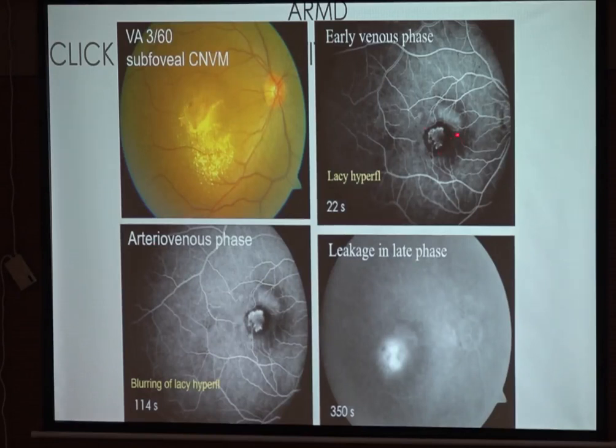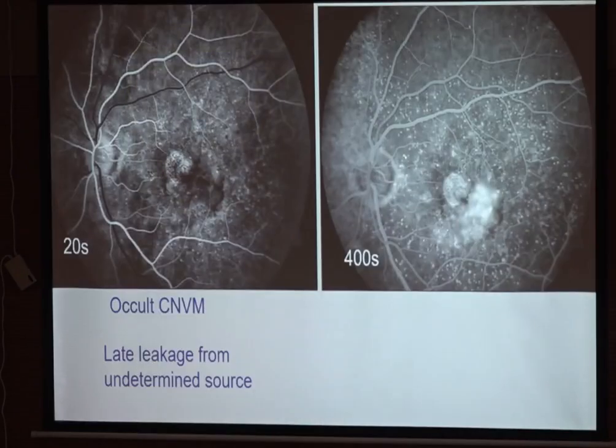And this is lacy hyperfluorescence in the center, which is increasing in subsequent phases, the arteriovenous phase, and in the late phase it increases in intensity as well as size. So this is what? Leakage. This is leakage of fluorescent dye, and the cause is choroidal neovascular membrane.